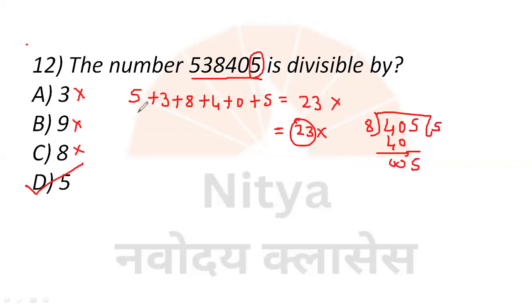This is the one method. If you go with the options, you can check like this. If you directly know the 5's divisibility rule, you don't need to check all the options, because here the last unit digit is 5. So you can directly take the answer, option D, 5, because if the last unit digit is 5 or 0, then the number is divisible by 5. Okay, so the next question.